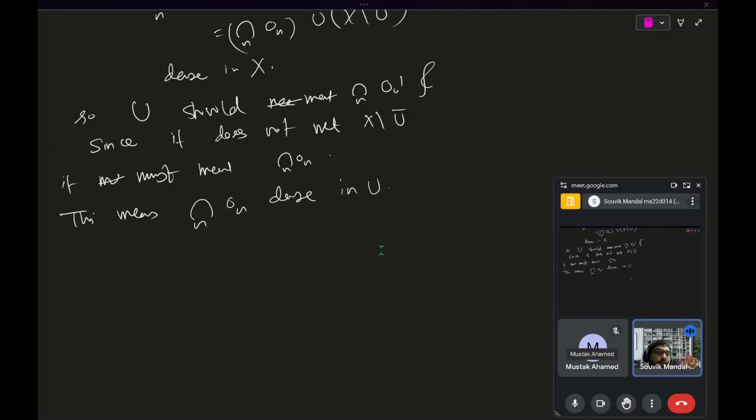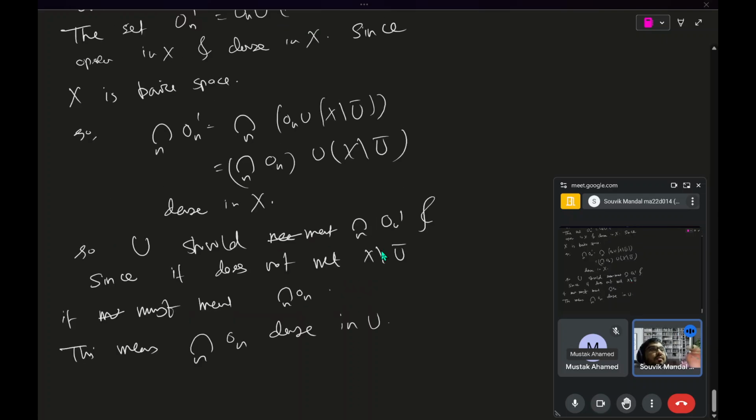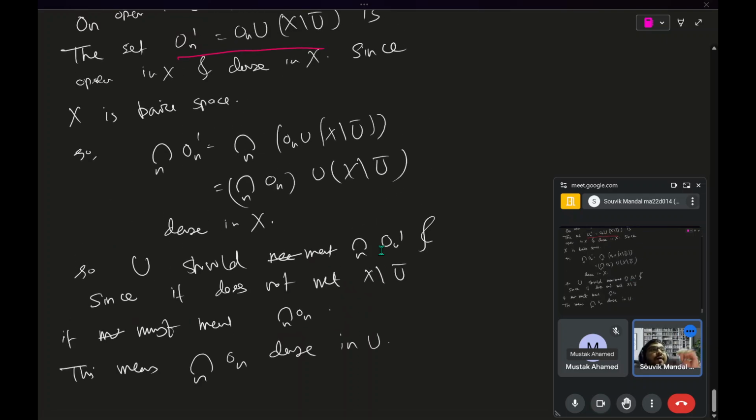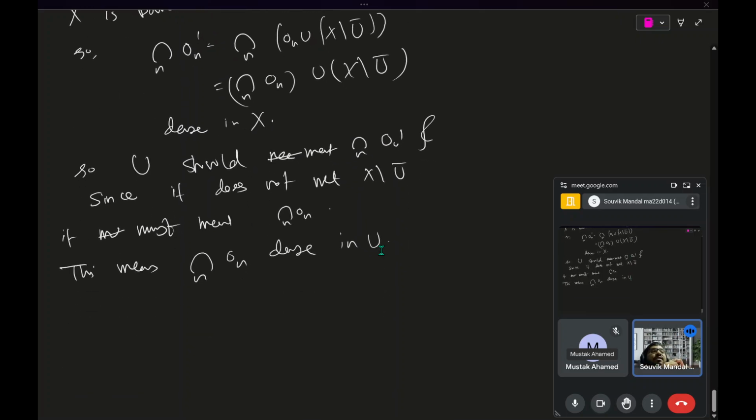For this, what we need to do? Choose an open set On in U which is dense in U, and set On prime equal to On union X minus U closure. This is open and dense in X. Now since X is a Baire space, the intersection of On prime, which is the intersection of On union X minus U closure, is dense. So U should meet the intersection of On prime. Since it does not meet X minus U closure, it must meet the intersection of On. And this means that the intersection of On is dense in U.